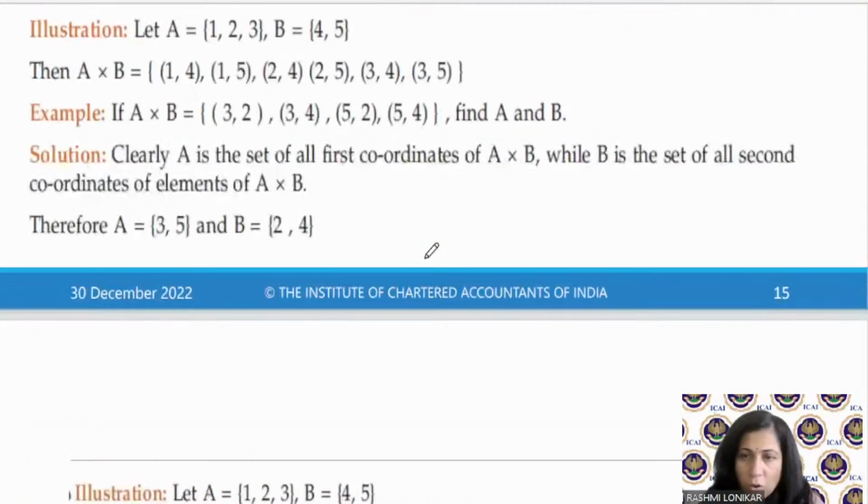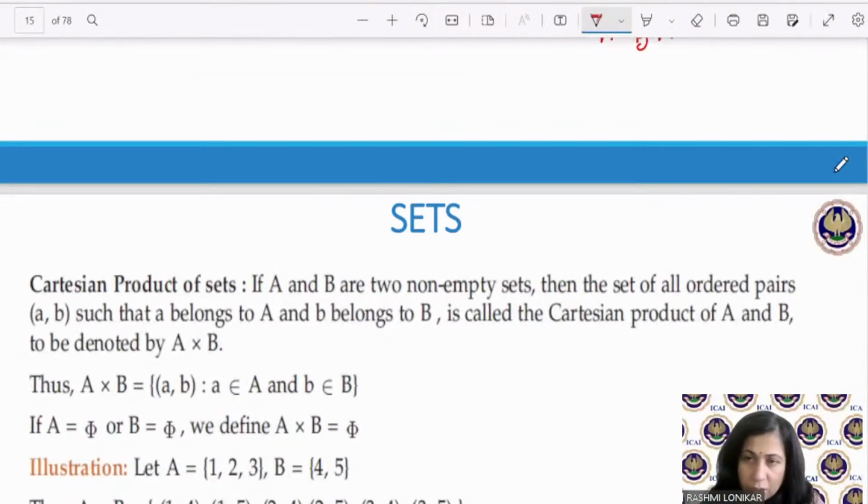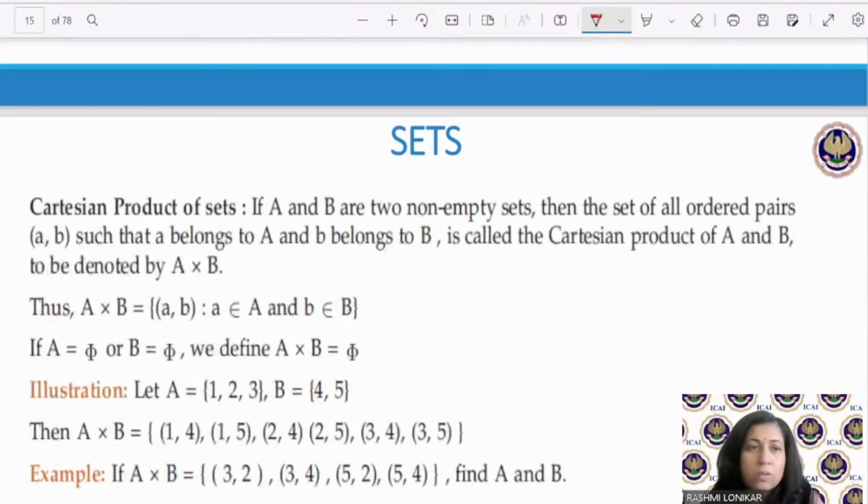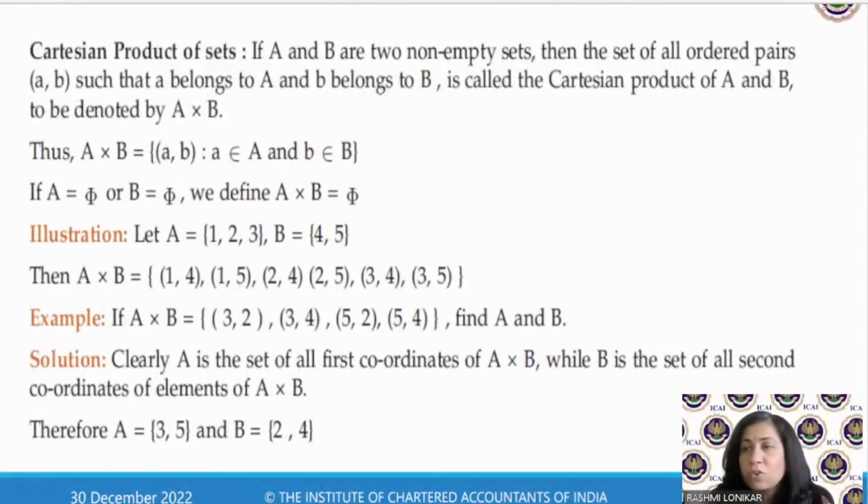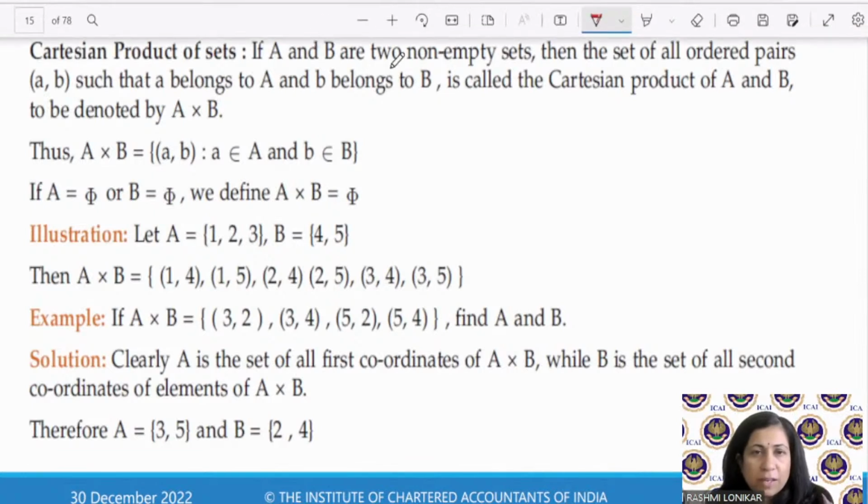Now, this is called the Cartesian product. Okay, A cross B, which I've shown you earlier, is known as the Cartesian product. So, if A and B are two non-empty sets, then this is an ordered pair. Okay, ordered pair.